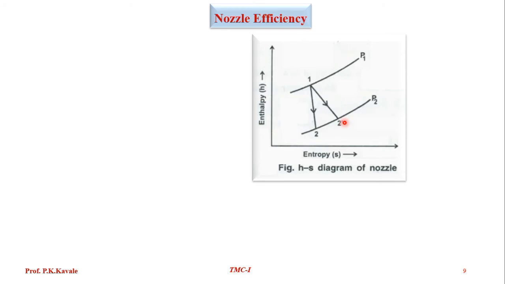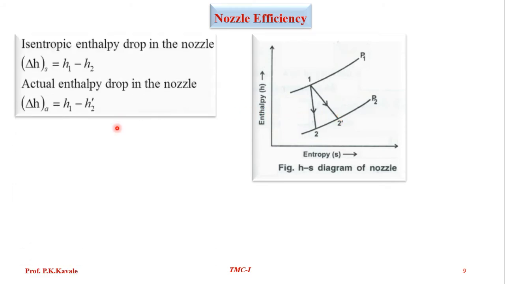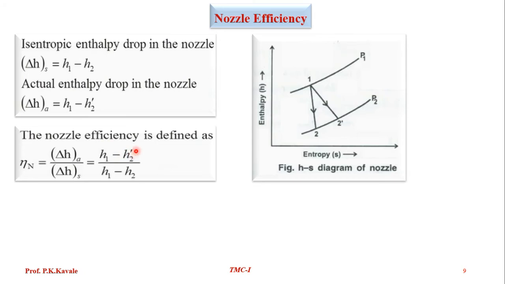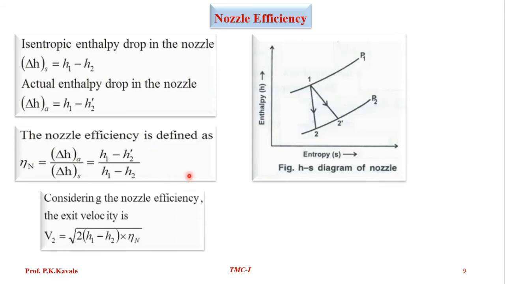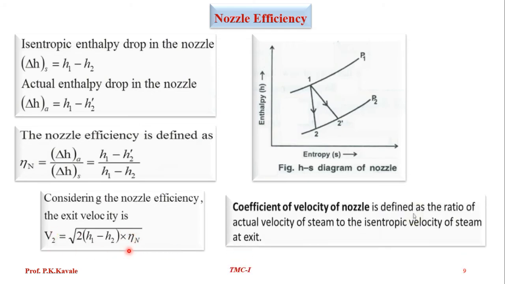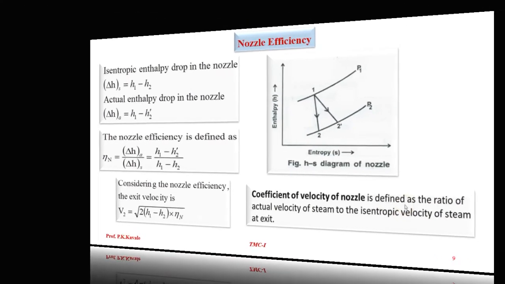So there is a concept of nozzle efficiency. What is the nozzle efficiency? It is the ratio of the actual enthalpy drop, due to fluid friction, to the theoretical, isentropic enthalpy drop. Considering this nozzle efficiency, the actual velocity also changes. This is the actual velocity coming out of the nozzle. The coefficient of velocity of the nozzle is defined as the ratio of the actual velocity of steam to the isentropic velocity of steam at exit.